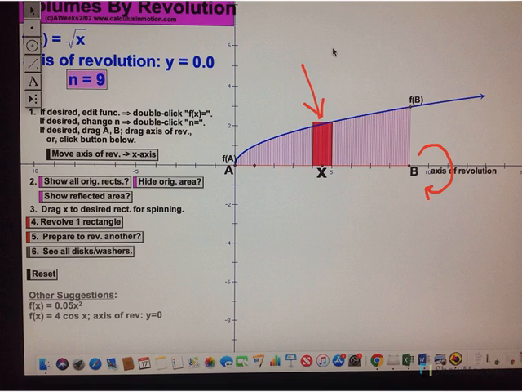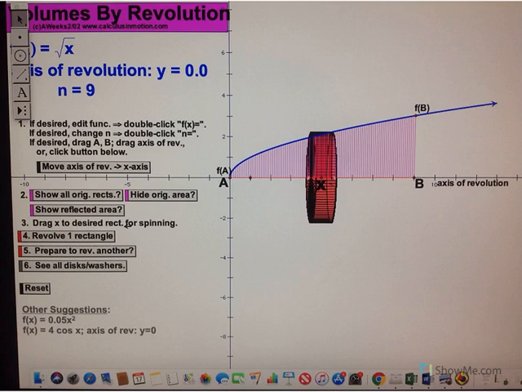So let's look at this rectangle that we see here, the red rectangle, and let's take that rectangle and revolve it about the x-axis to see what we get. So here's what we get. We get a cylinder, also called a disk.